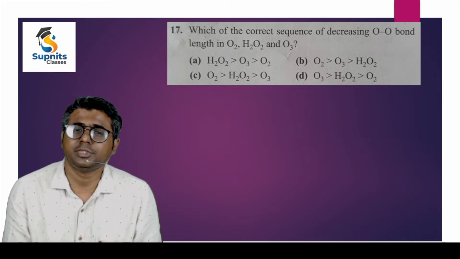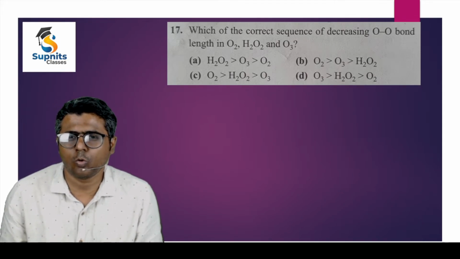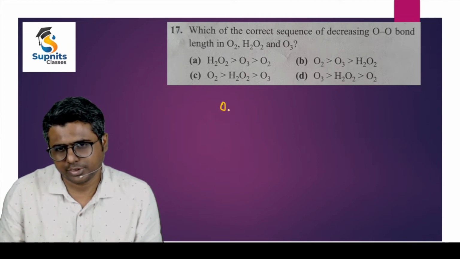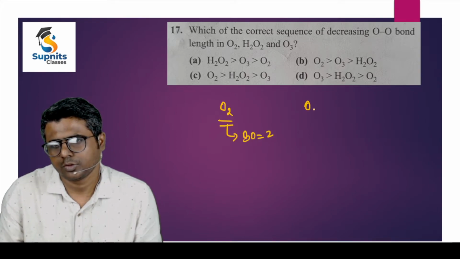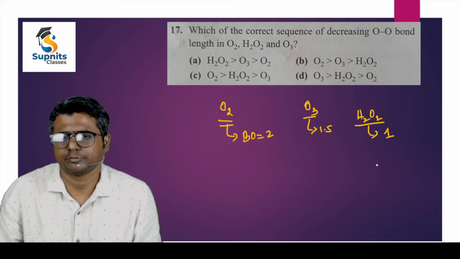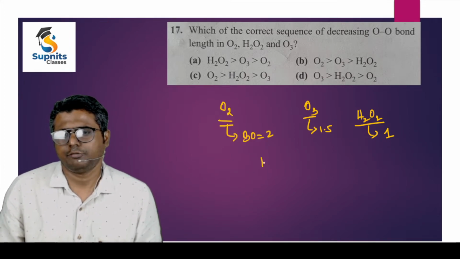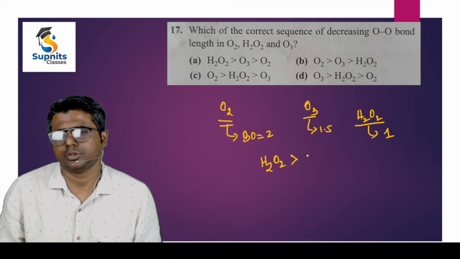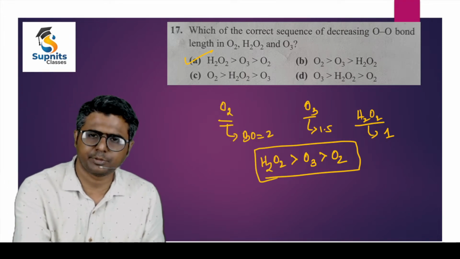Which is the correct sequence? I think there is some grammatical mistake over here. Which is the correct sequence of decreasing O-O bond length? Okay. So see, when I am considering O2, O2's bond order is 2, O3's bond order is 1.5, and H2O2 bond order is basically 1. So bond order is inversely proportional to bond length. So definitely bond length will be highest in H2O2, then ozone, then O2. So option A will be the correct option. So this is an easy problem.